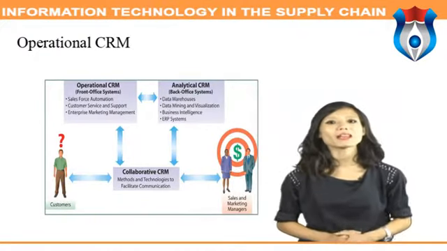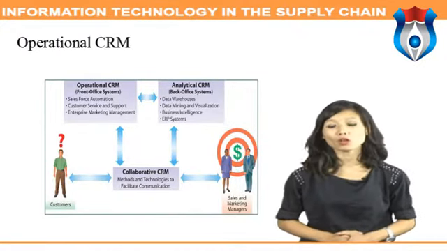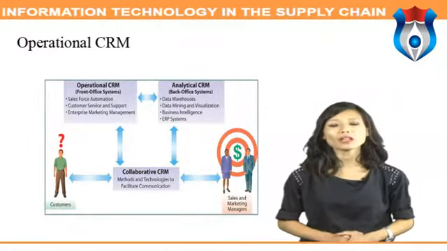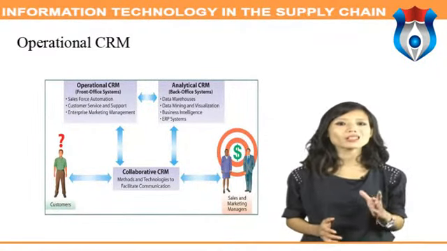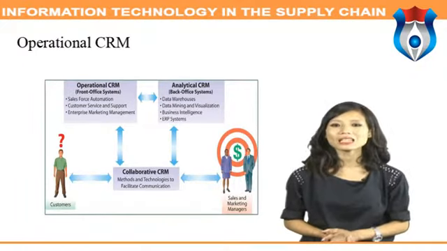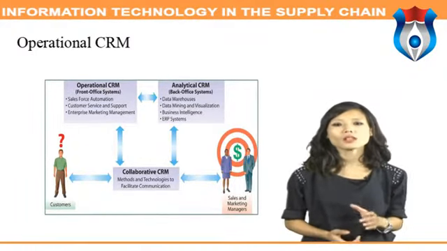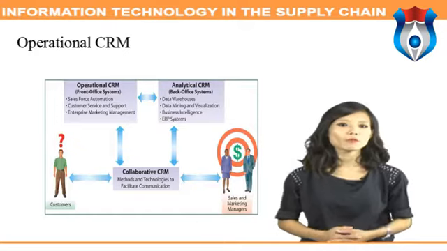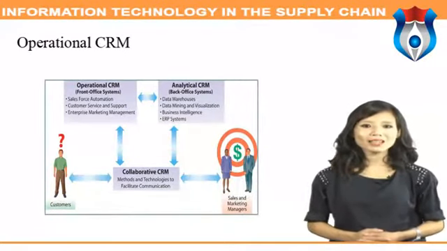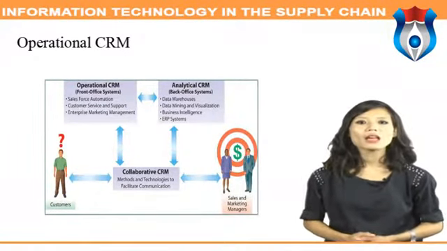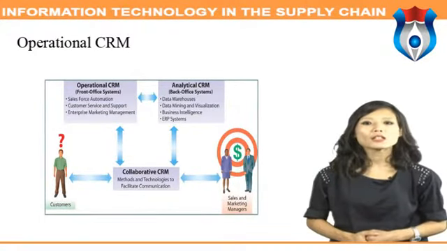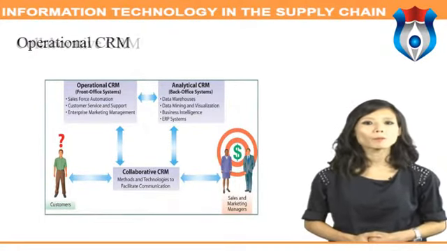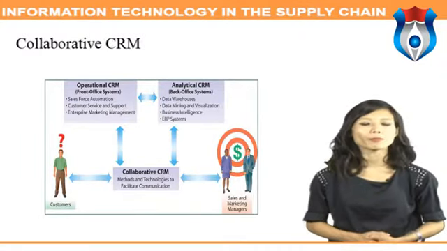Operational CRM is the aspect of CRM dealing with the automation of customer facing or front office processes. These processes include sales, marketing, and customer service. Since operational CRM involves the automation of customer facing processes, it relies heavily on the use of computer technology to achieve its goals. Collaborative CRM.